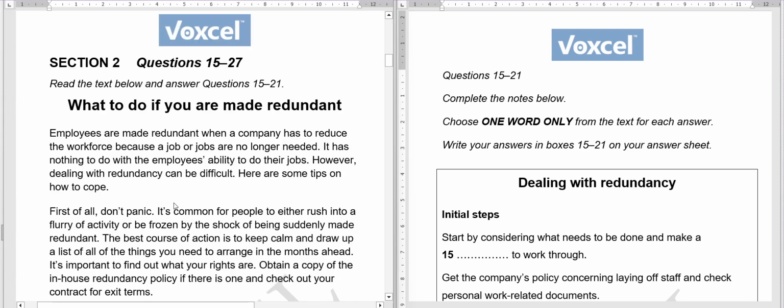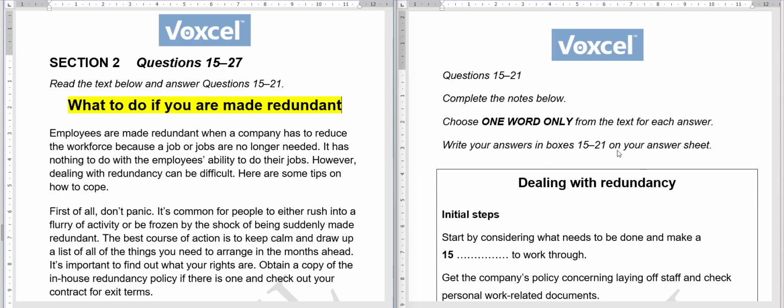First we will read the title of the passage, and the title says what to do if you are made redundant. From the title it's quite clear that this passage should be about things that we should do when you are being made redundant. Redundant basically means no longer in use. If it's about a job, like if you are fired from your job, if you are laid off from your job, what you should do.